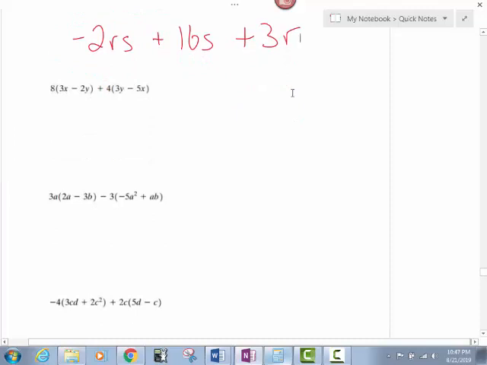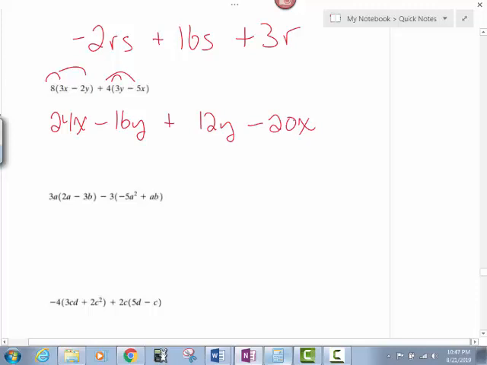All right. So now let's start using our distributive property like we did in section 1.6. So we're going to multiply here. 8 times 3x is a 24x. 8 times 2y is a 16y. 4 times 3y is a 12y. 4 times 5x is a 20x. Okay, so now let's go ahead and combine.